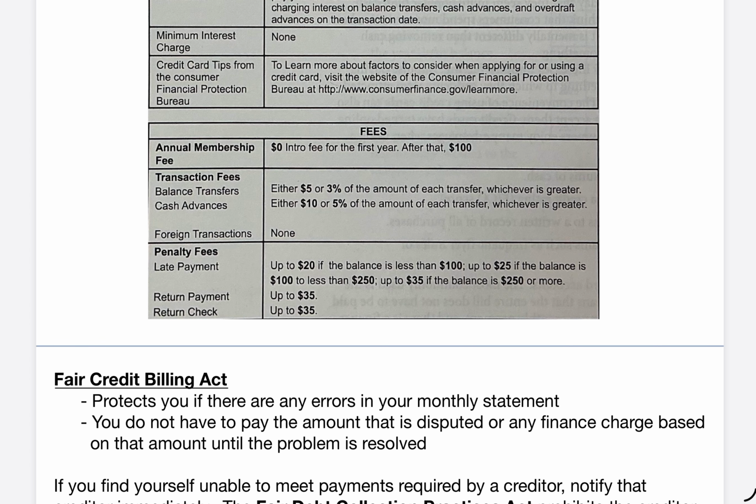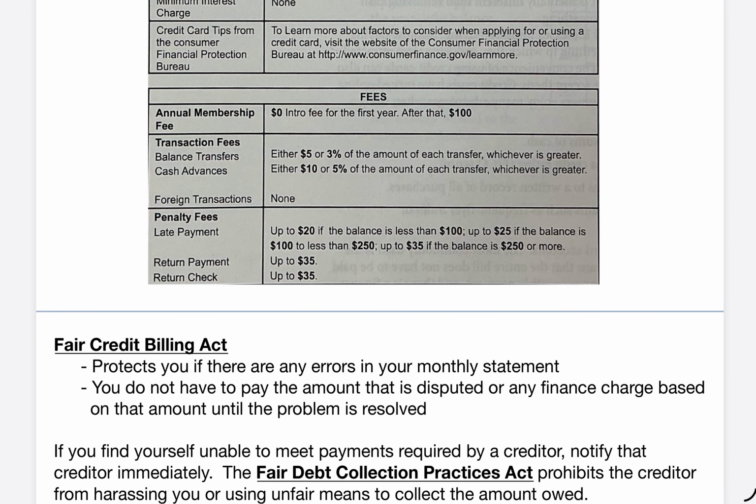Okay, and then there are also penalty fees for late payment: up to $20 if the balance is less than $100, up to $25 if the balance is $100 to less than $250, and up to $35 if the balance is $250 or more. Every issuer assesses fees a little bit differently. The key thing here is that in this Schumer box, they are required to disclose that, so it's very clear to you. Okay, and then there's also the return payment fee and the return check fee.